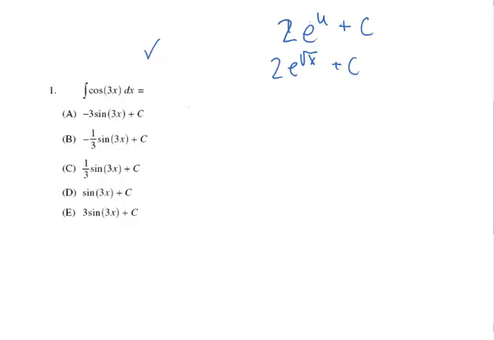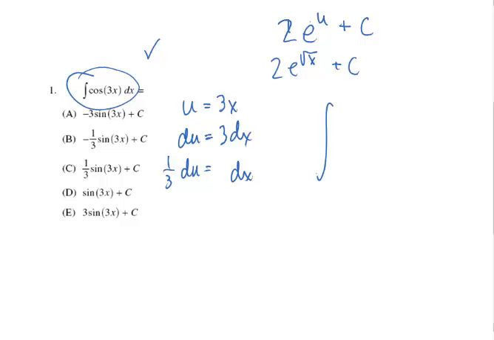Okay, so we're back, and in this case, our u substitution is 3x. Our du is equal to 3 dx. We solve for dx, and we get 1/3 of du, and then we just rewrite that integral: cosine of u. The dx term is replaced by 1/3 du. The 1/3 comes out in front.